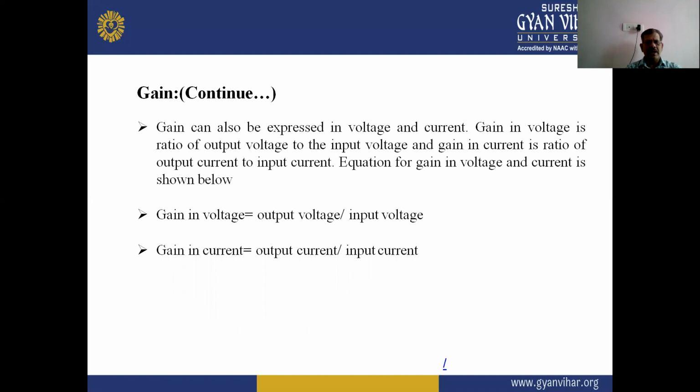So gain can also be expressed in voltage and current. Gain in voltage is the ratio of output voltage to input voltage, and gain in current is the ratio of output current to input current. So this is the equation for gain in voltage and current. Gain in voltage equal to output voltage upon input voltage. Gain in current, output current upon input current.